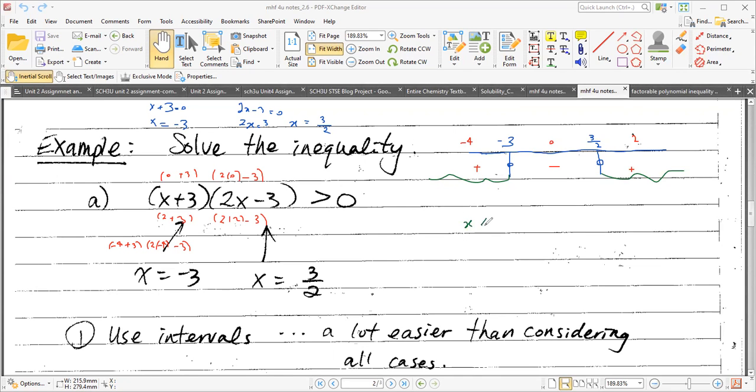X less than -3 is positive, the whole expression is positive. And for x greater than 3/2, it is positive. Make sure I don't put equal here. Why? Because it didn't say equal to 0. All right, is that the third question? Now it's clear.